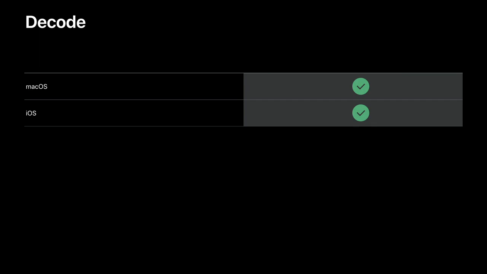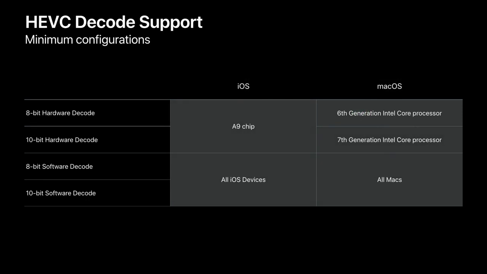And now let's go over where we have hardware decode support. So we have 8 and 10-bit decoders on our A9 chip, so that's the iPhone 6s. And we have 8-bit hardware decode on our 6th generation Intel Core processors, that's Skylake, and that's the MacBook Pro with Touch Bar. We also have 10-bit decode on the 7th generation Intel Core processors, and that's Kaby Lake, and that's the brand new MacBook Pro with Touch Bar. We also have 8 and 10-bit software decode fallbacks on macOS and iOS.